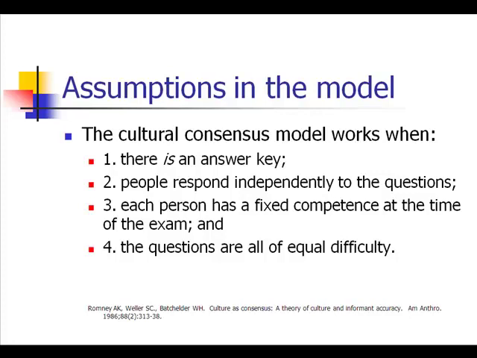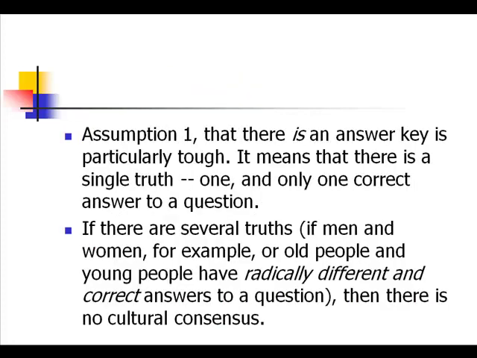People respond independently. Each person has a fixed competence at the time of the exam, and the questions are all equal difficulty. Now, there is an answer key. That's a tough one. It means there's a single truth, one and only one correct answer to a question. If there are several truths, men and women, for example, or old people and young people have radically different and correct answers to a question, then there's no cultural consensus.